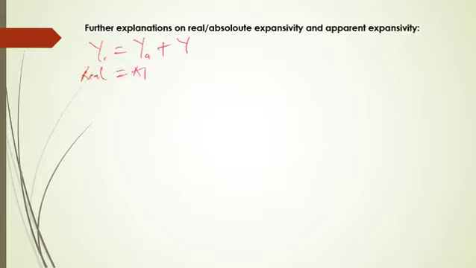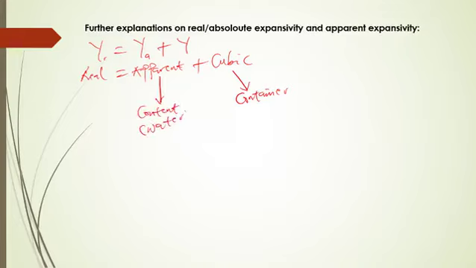Real equal to apparent plus cubic expansivity. Now, if this wasn't clear enough, cubic expansivity, see it as the container itself. Cubic expansivity is the container, let's say the bucket or the basin. The apparent expansivity has to do with the contents of the container. Contents, let's say water that is inside the container. Then real is a sum of both of them, the apparent and the cubic.